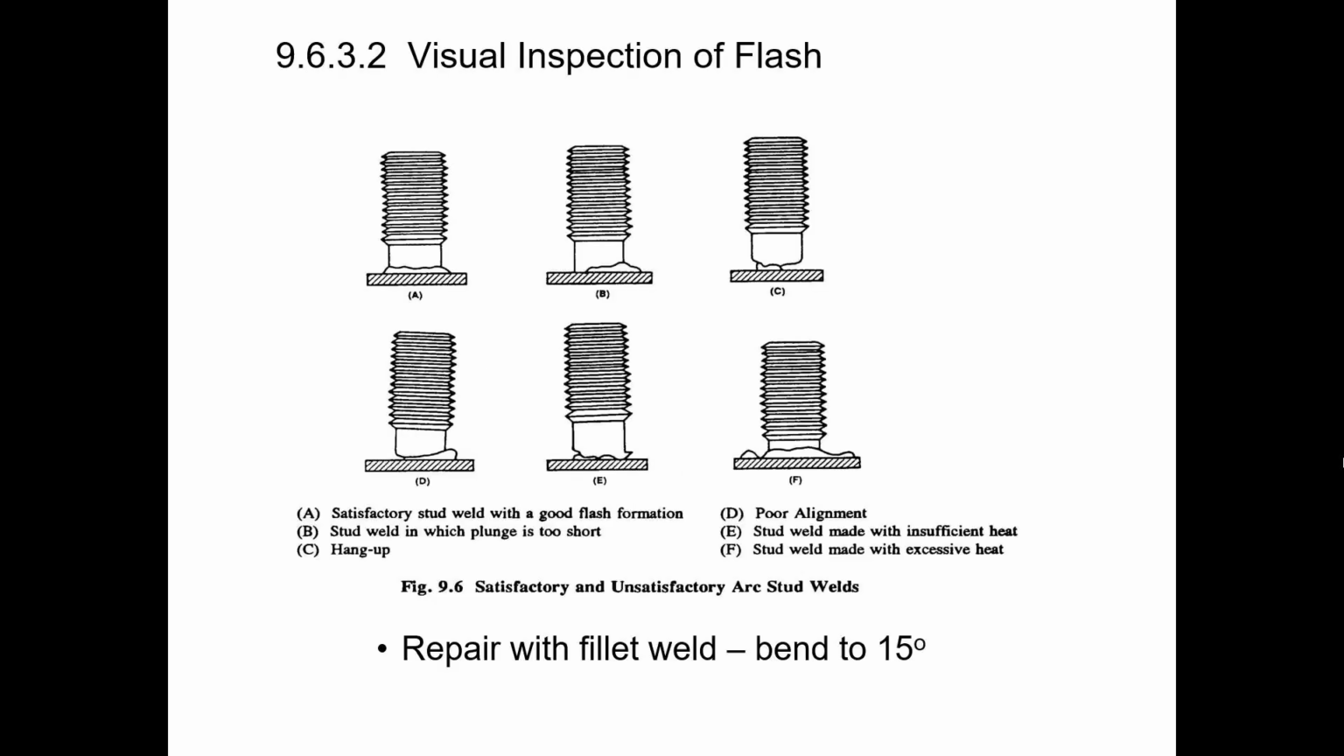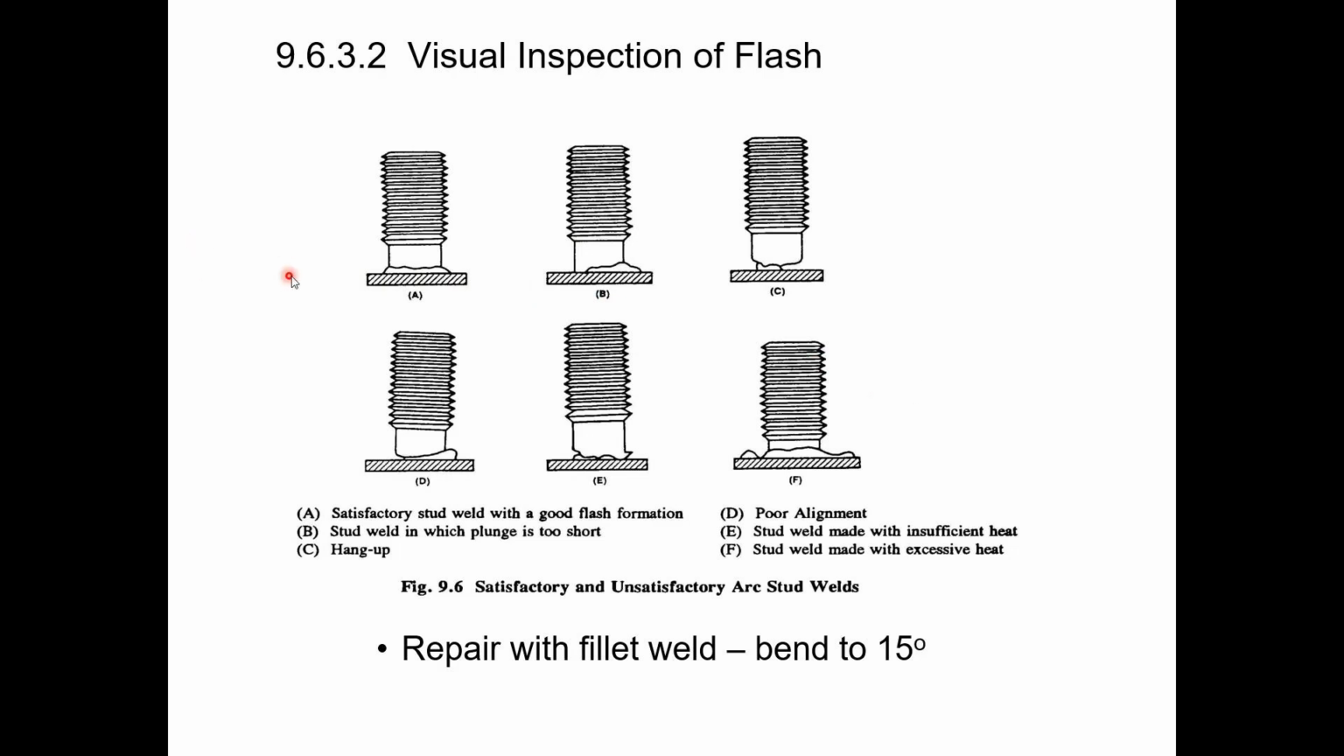So let's talk really quickly then about doing this visual inspection of the flash. There are 6 different possibilities that you might see here. I don't like that they've shown graphically a very thin piece of base material. This actually wouldn't even be allowed, but ignore the thickness of the base metal just for the sake of these diagrams.